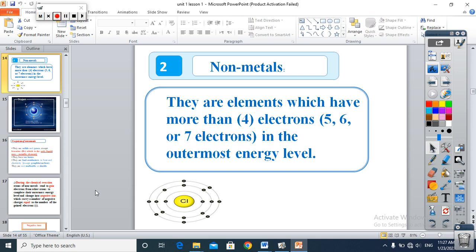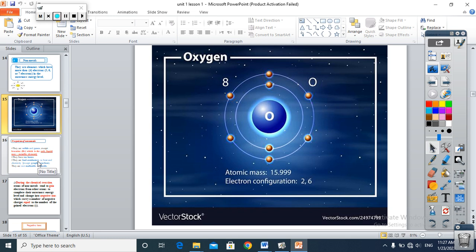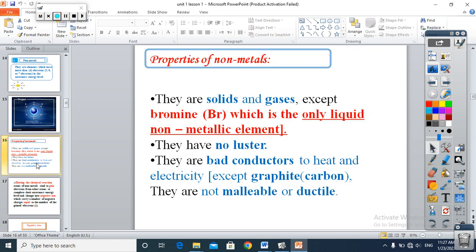What about nonmetals? Nonmetals are elements which have more than 4 electrons, 5 or 6 or 7 electrons, in the outermost energy level. As oxygen has 6 electrons in the outermost energy level, it is a nonmetal. Properties of nonmetals: they are solids and gases, except bromine, which is the only liquid nonmetallic element. They have no luster. They are bad conductors of heat and electricity, except graphite, carbon. They aren't malleable or ductile.